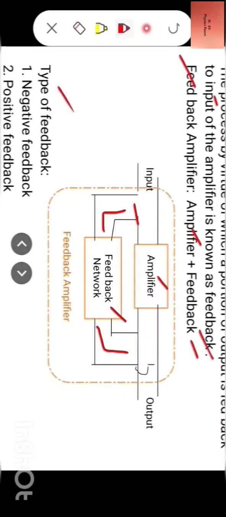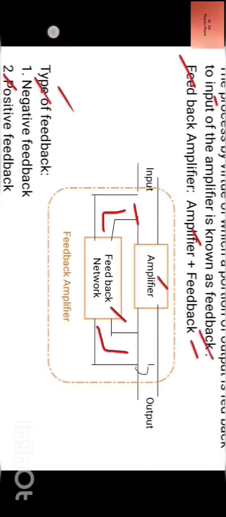Now type of feedback. Number one, negative feedback. Number two, positive feedback. Two types of feedback we apply normally. First is negative feedback, the second is positive feedback. We take up one by one.